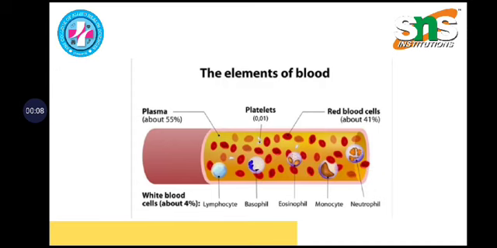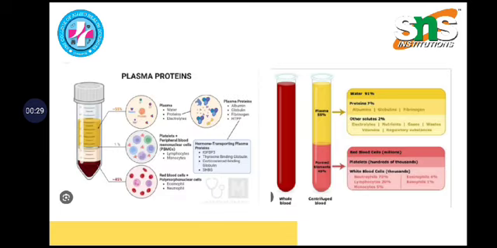So basically our blood consists of plasma, platelets, red blood cells and white blood cells. Plasma comprises more than 55%, red blood cells comprise about 41%, white blood cells about 4%, and the balance 0.01% is platelets. So plasma proteins comprise these. Apart from that, there are also some hormone-transporting plasma proteins.